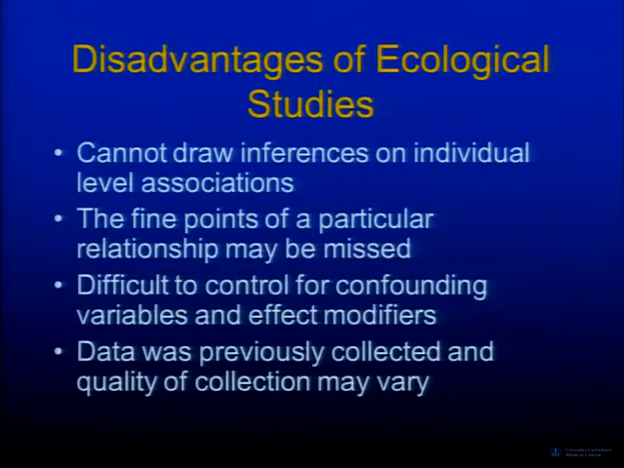The disadvantages are that we can't draw inferences on an individual level association. What's that called? Right, ecologic fallacy. And the fine points of a particular relationship may be missed. It's hard to control for confounding variables. Maybe it's really an effect of exercise, and we're not seeing that. And also, we don't know what the quality of the data collection was. And so we have to kind of explain that in our discussion, that we used what was available, but it might not be the best data available.